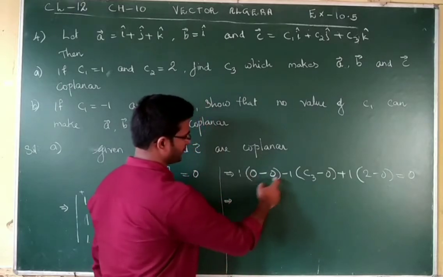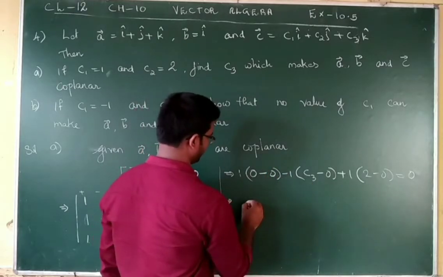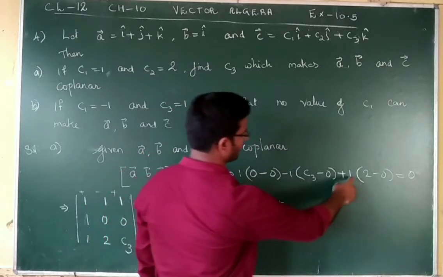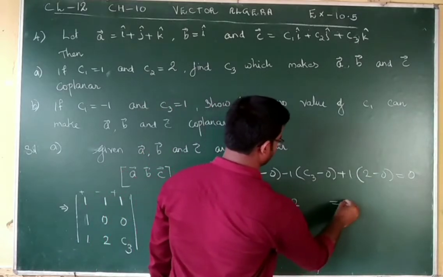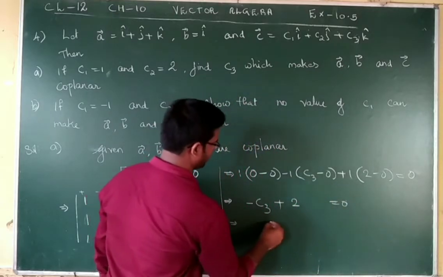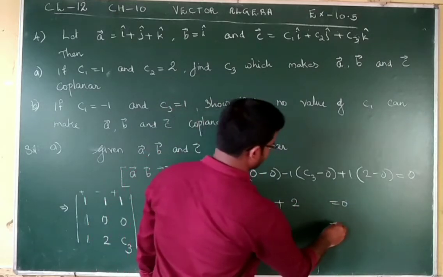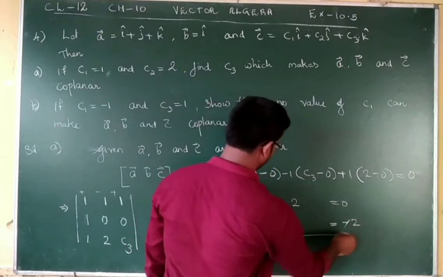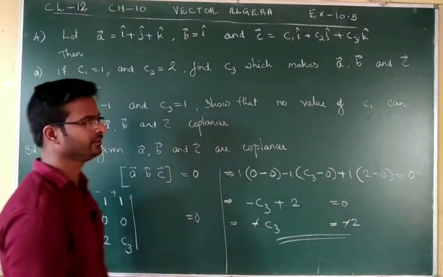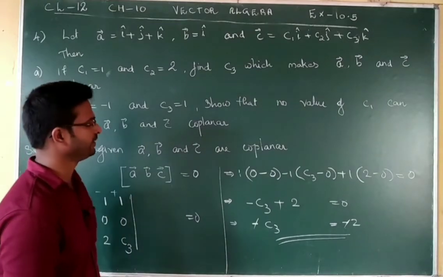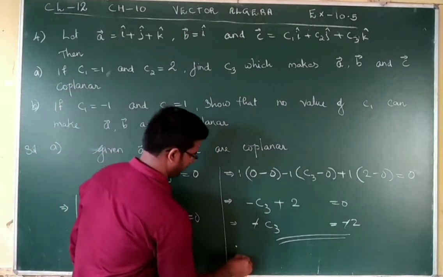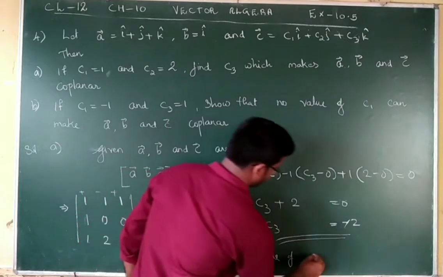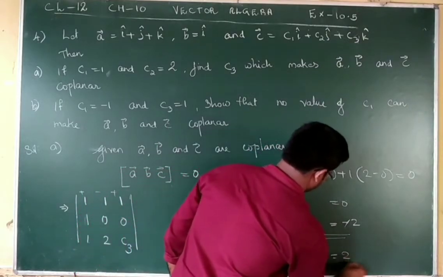What will we get? This part will be 0, then remaining in here minus 1 into C3, minus C3, plus in here 1 into 2 is 2, equal to 0. Then minus C3 equal to this plus 2 bring to right side, that will be minus 2, minus and minus cancel. Now we got C3 is 2. That is our C3 value. Therefore, the value of C3 equal to 2.